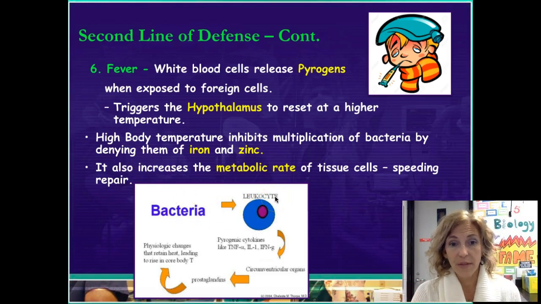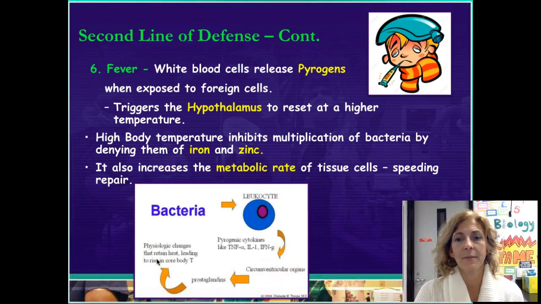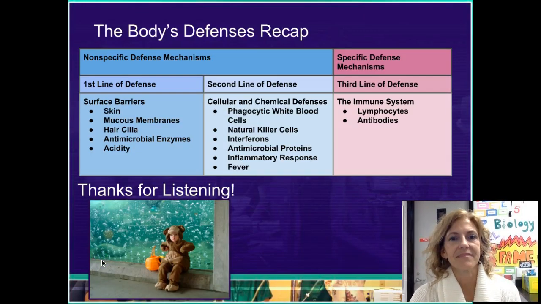So you see in this graphic here, we have the bacteria in our body. Leukocytes, which are white blood cells, are going to release pyrogens. Pyrogens travel then through the bloodstream to the hypothalamus, and the hypothalamus says, whoa, 98.6 is not normal, I'm too cold. And it speeds it up. It turns it up. Okay.